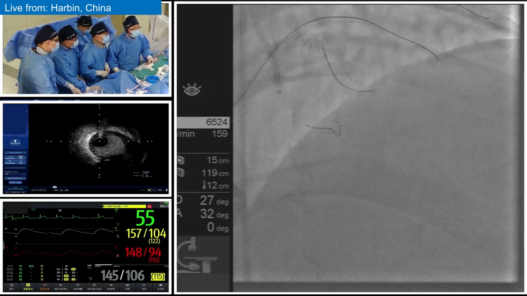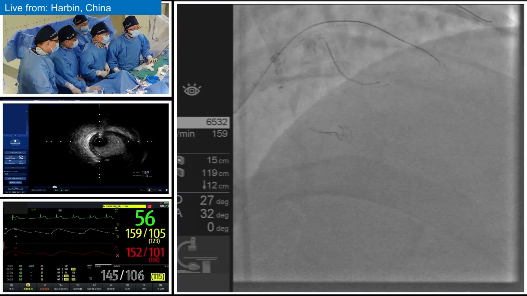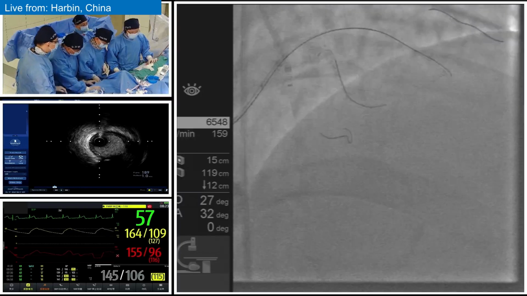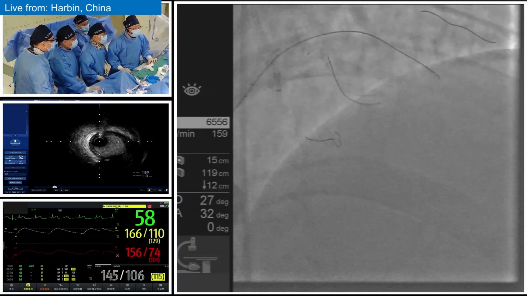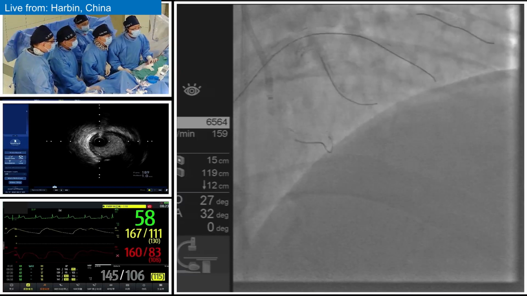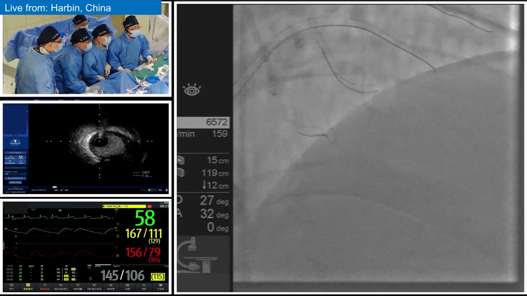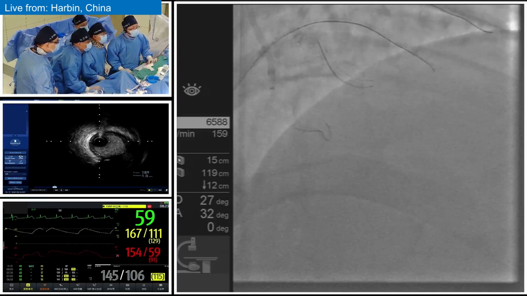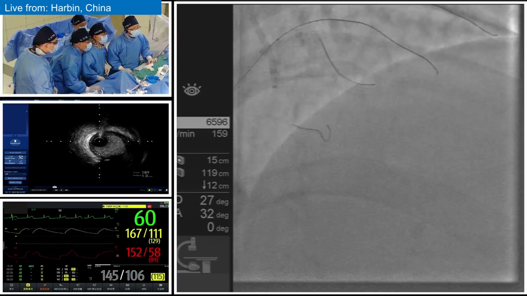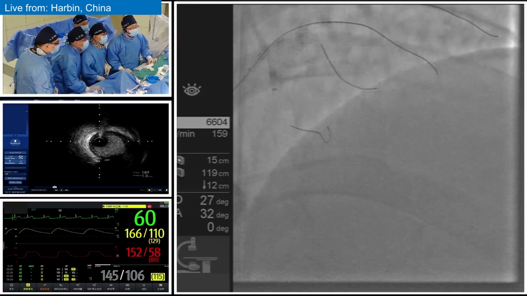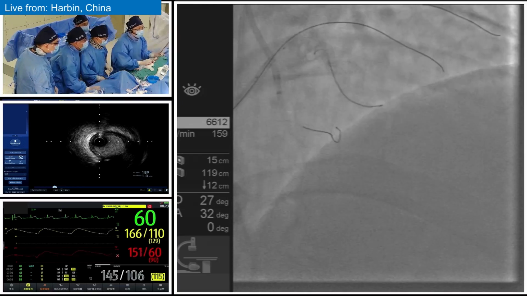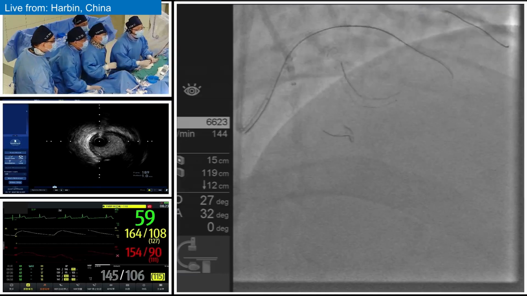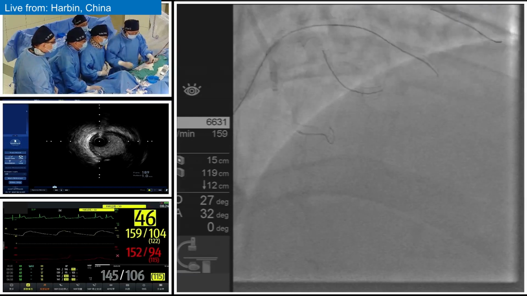In China, in most conditions, we use the Corsair and the Stingray balloon combination. We don't use the Crossboss. The Corsair has already been advanced to the target lesion. Strictly speaking, the target lesion is not a very optimal place because it should be a little bit calcified. But because we try to see the diagonal branch, let's try if the Stingray balloon can be advanced.